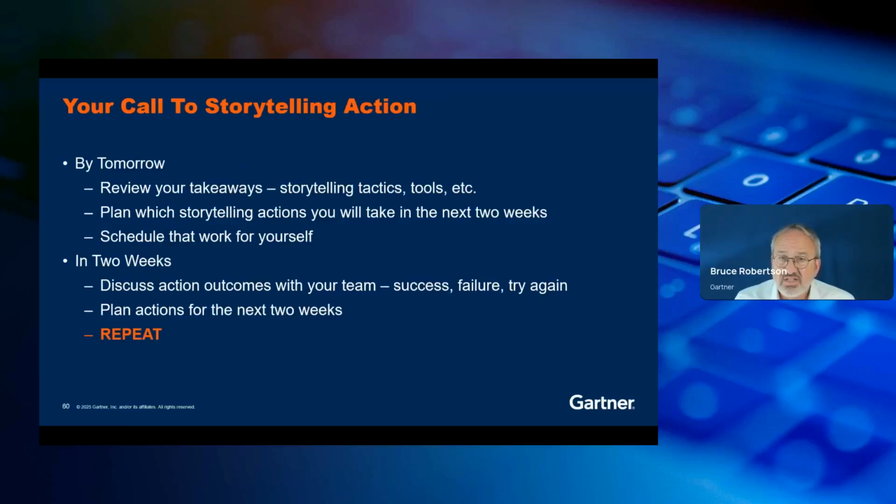And then in 2 weeks, discuss these actions and the outcomes with your team. What worked? What didn't work? Plan the actions for the next 2 weeks. Keep repeating that cycle. Try to add something to your tool chest every 2 weeks. Obviously, we're adopting an agile sprint style here to get yourself to start without trying to do everything all at once, but to start using any of these tactics right away.